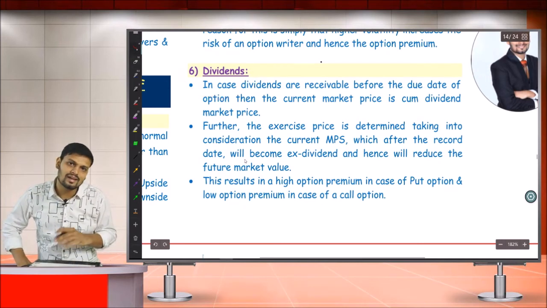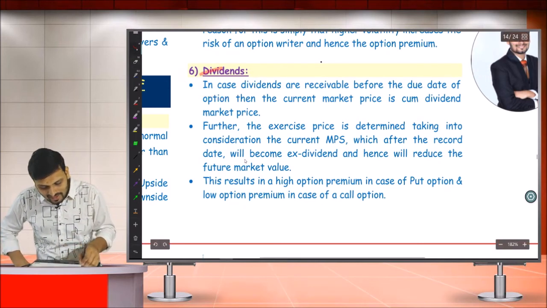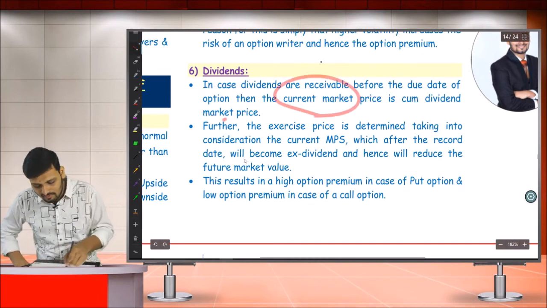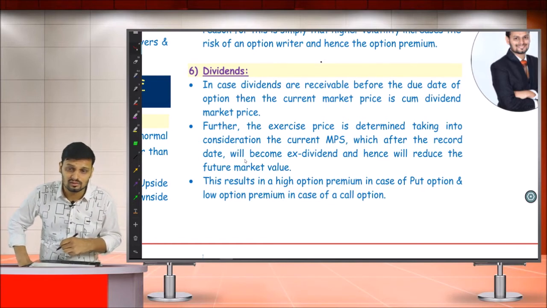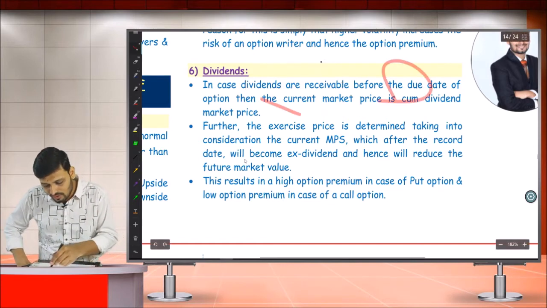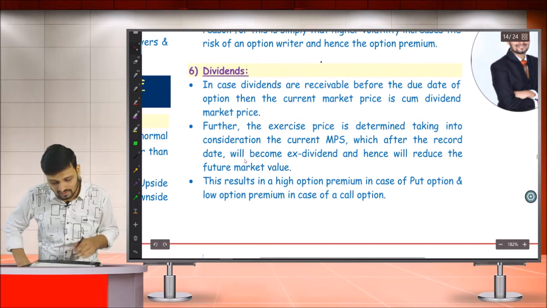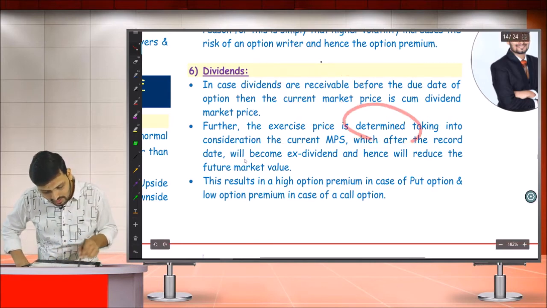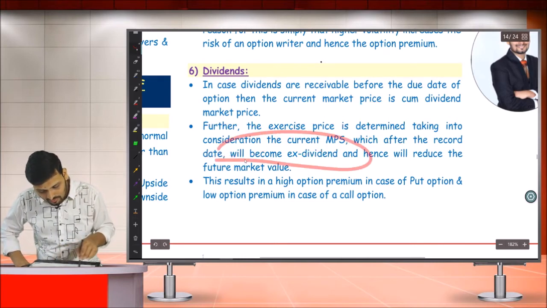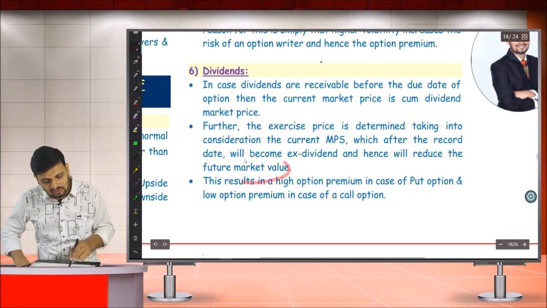Sixth point is dividend, and the last point, don't worry. In case dividends are receivable before the due date of options, then the current market price is the cum dividend market price. See, all of this we have already also discussed in futures. Further, the exercise price is determined taking into consideration the current market price, which after the record date will become ex dividend and hence reduce the future market value.